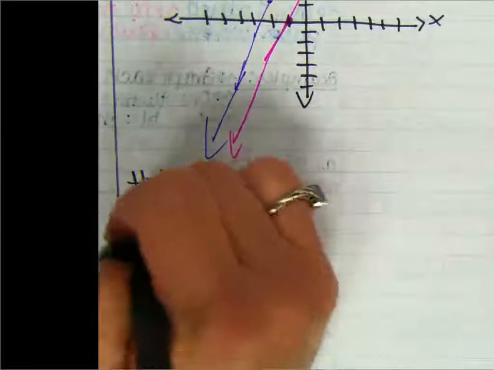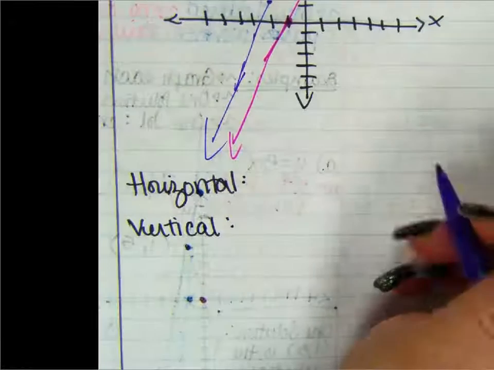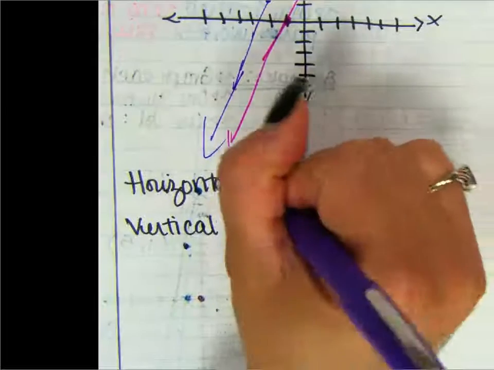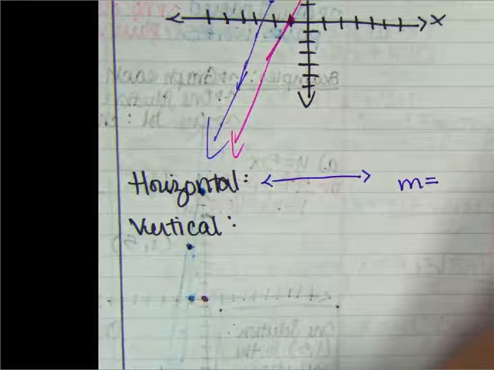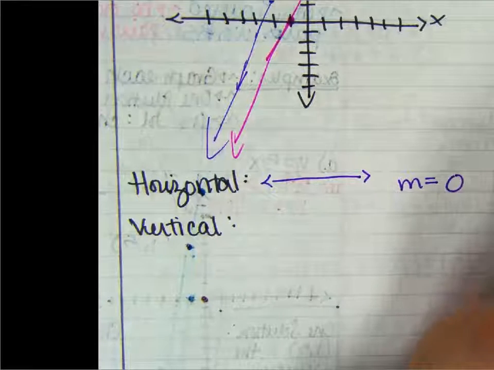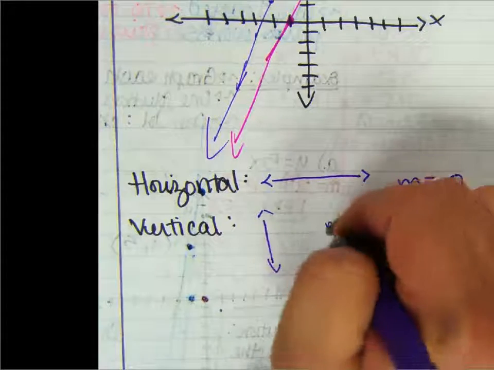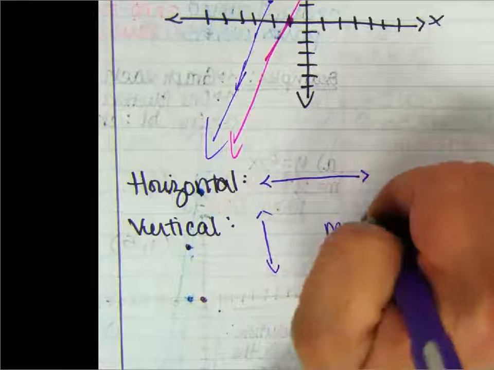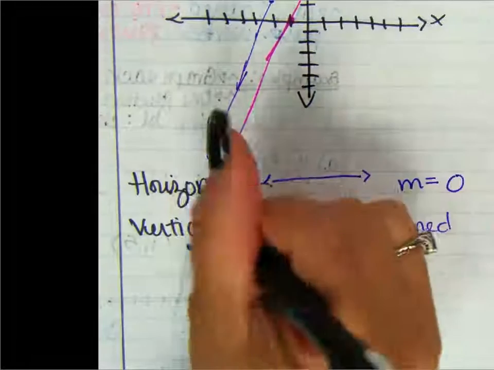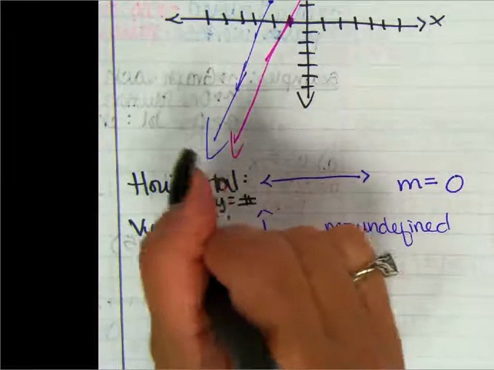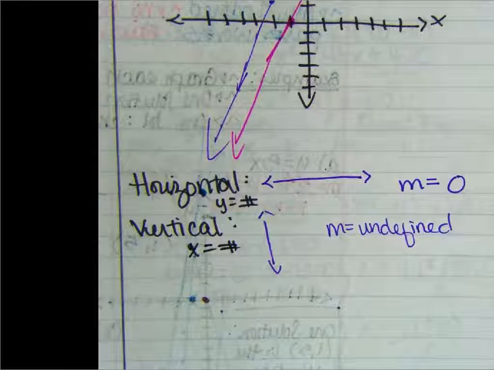I'm going to talk about horizontal and vertical. Horizontal lines are which way? Sideways. What's your slope of a horizontal line? Vertical lines are which way? Up and down. What's your slope here? Divide. Your horizontal starts with y equals a number, and your vertical starts with x equals a number, just in case you have to graph them.